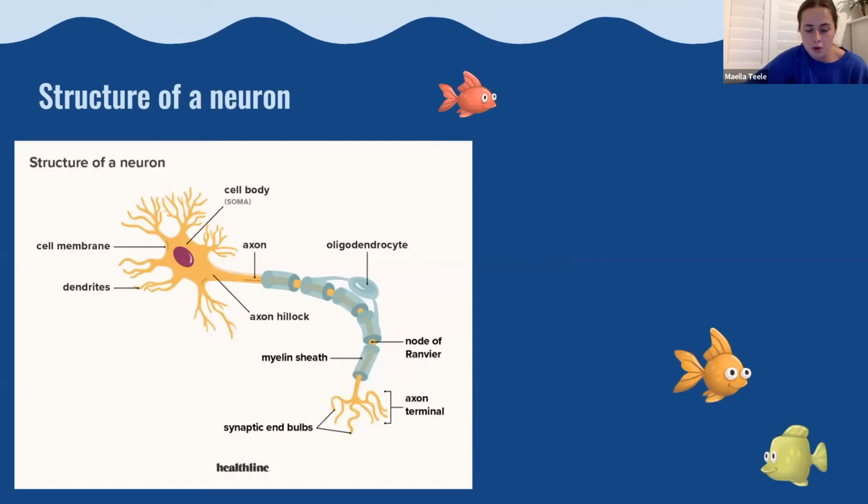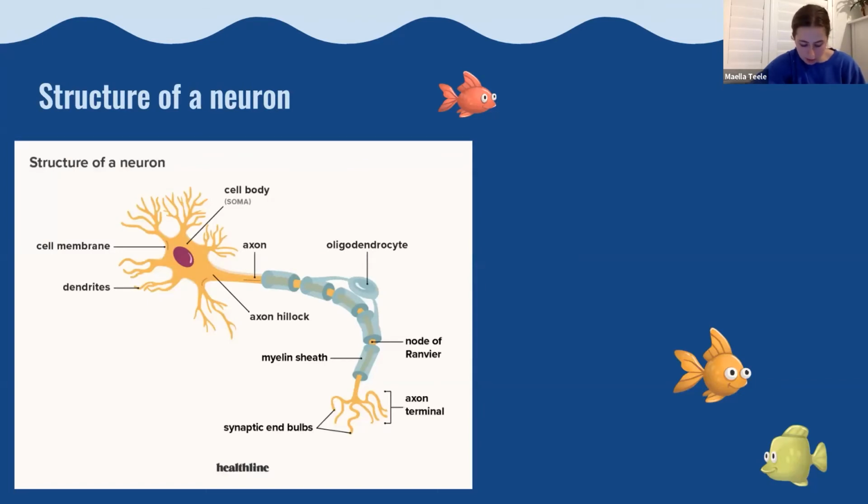Okay, so here's what your neuron pretty much looks like. You can see the dendrites, which receive the signal. You've got your cell body, otherwise known as a soma, there in the center. Then you've got your axon, and that's responsible for transmitting the signal. You've got your axon hillock, which is where the axon separates from the cell body.